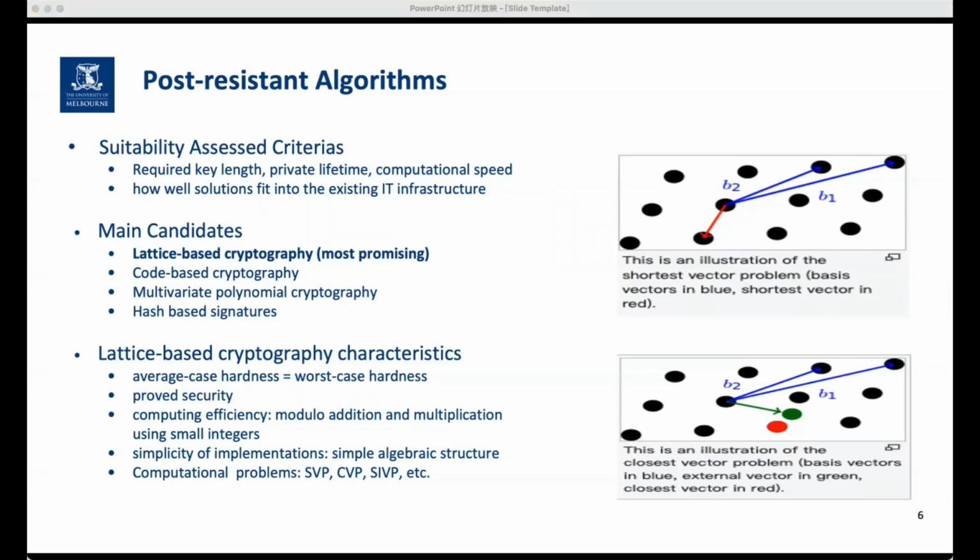Then the lattice-based cryptography's characteristics: first, average case hardness is equivalent to worst case hardness. Then it is proof secure. Third, its computing efficiency, because it uses module addition and multiplication based on small integers. Then it is simplicity of implementation, because it has very simple algebraic structure. Finally, its computational problems are shortest vector problem, closest vector problem, shortest independent vector problems, and etc.